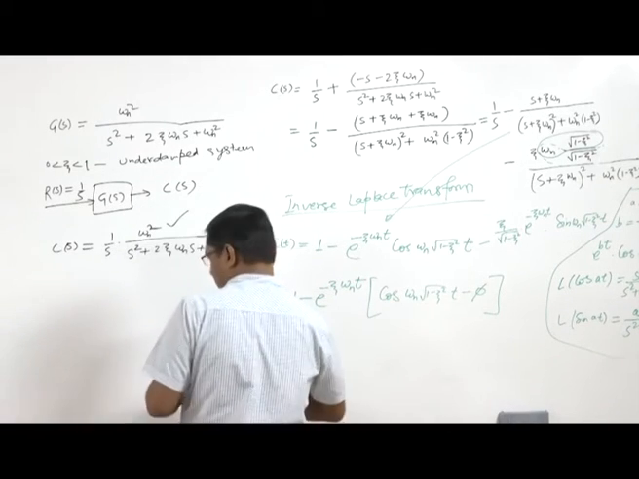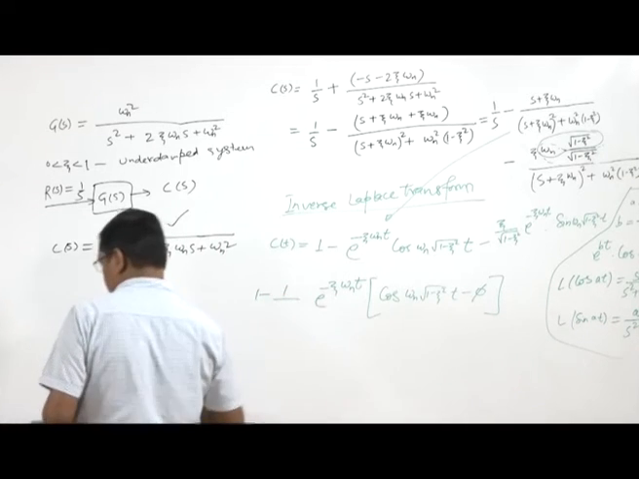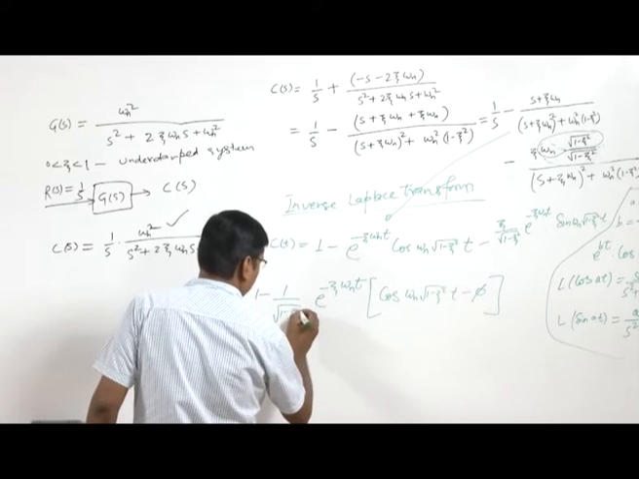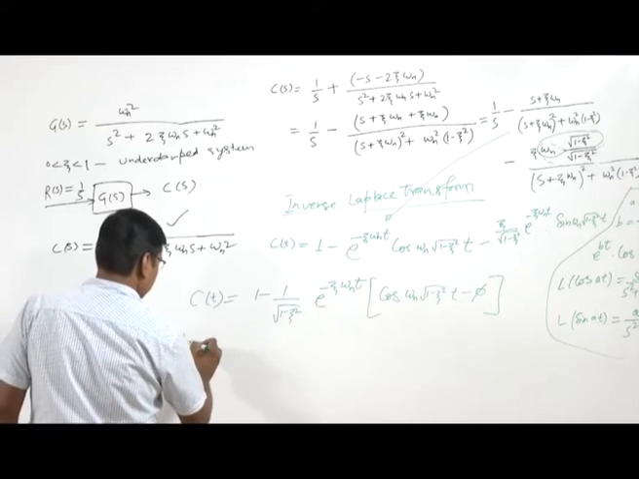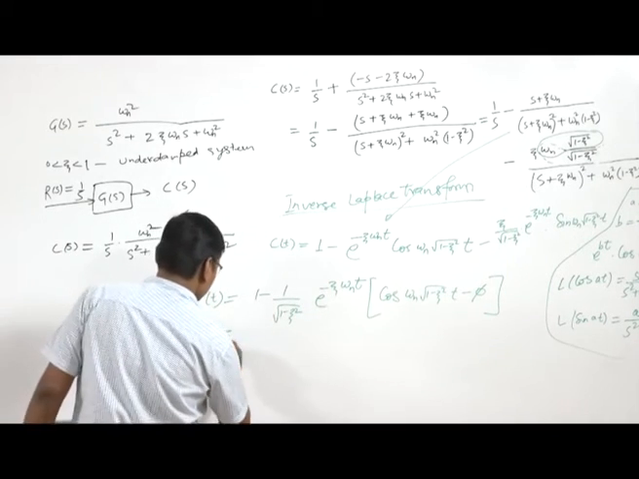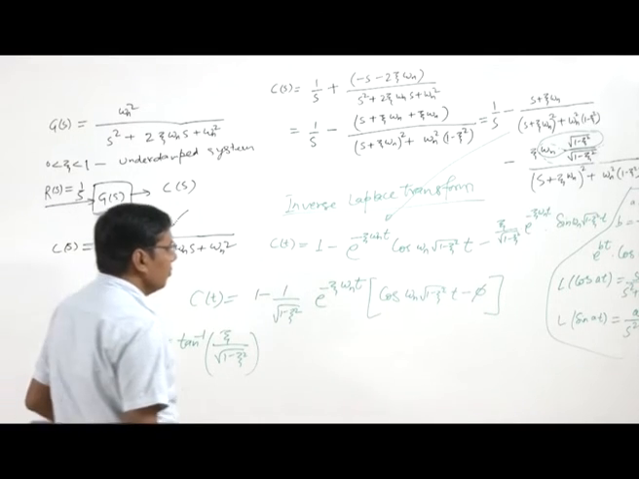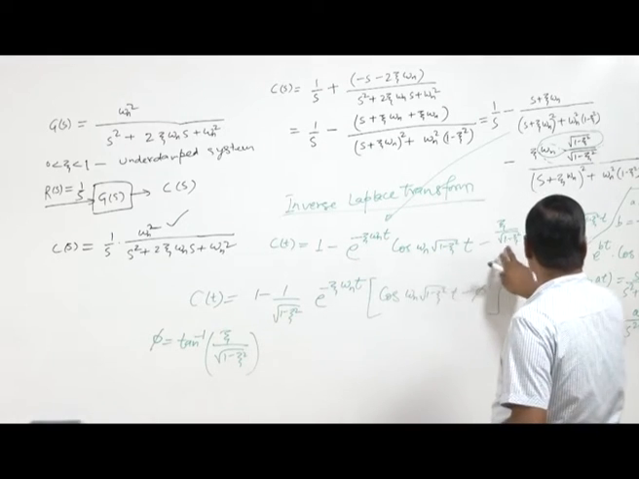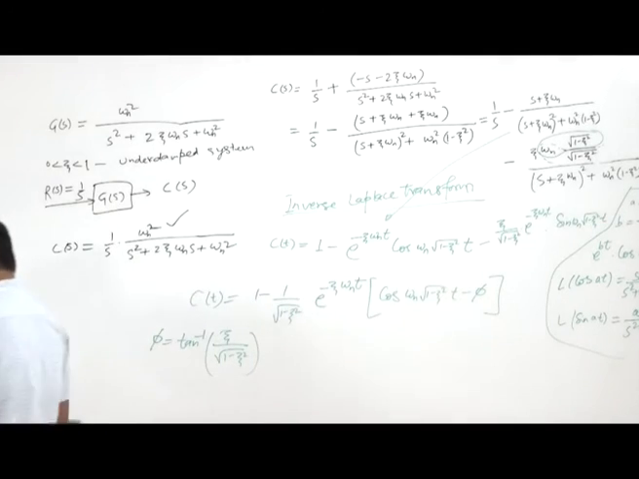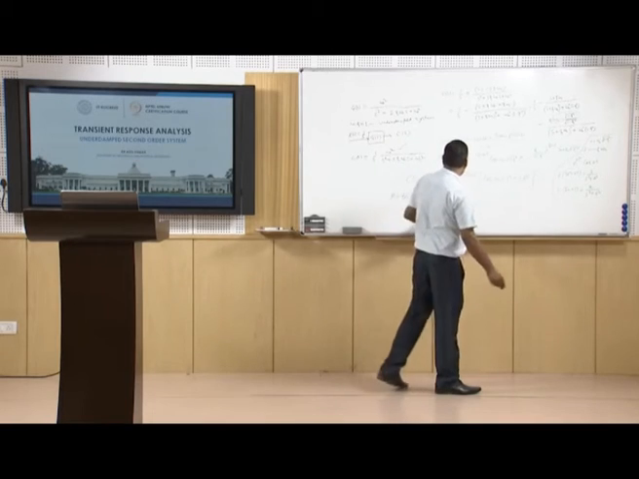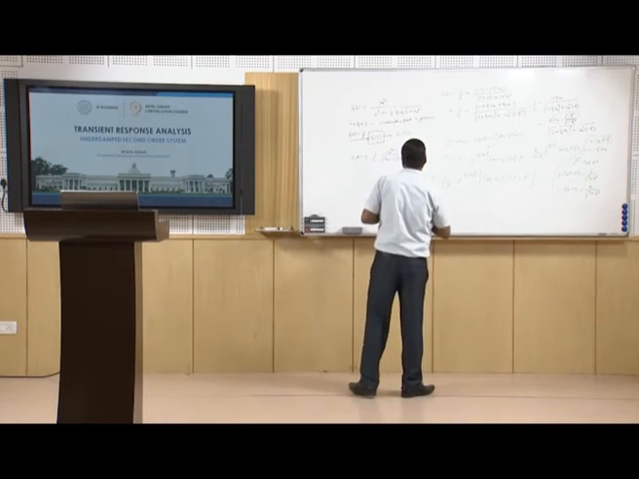And here will be 1 minus 1 upon root 1 minus zeta square. Here phi is equal to tan inverse zeta upon root 1 minus zeta square. So here we have a cos theta plus b sin theta, and we have written it in this form cos theta minus phi, and phi is tan inverse zeta upon root 1 minus zeta square. So here we have the response of this system.